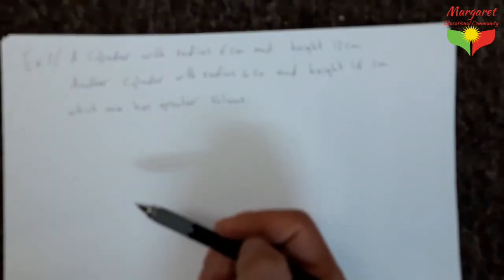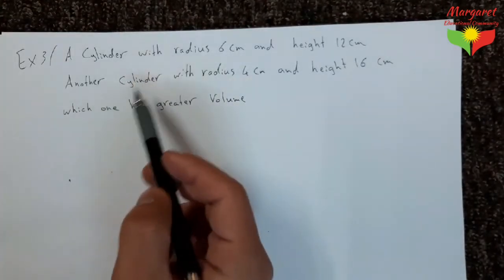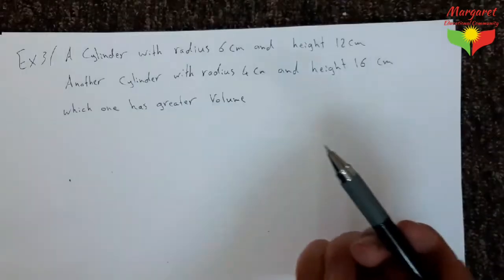First, find the volume of each cylinder and after that compare between them.